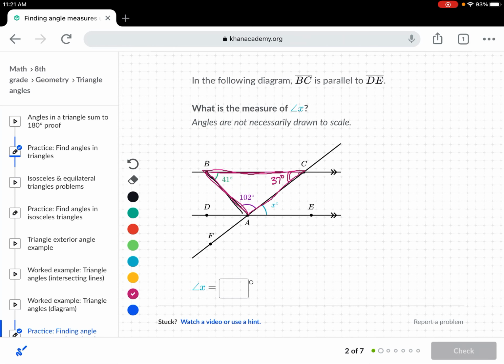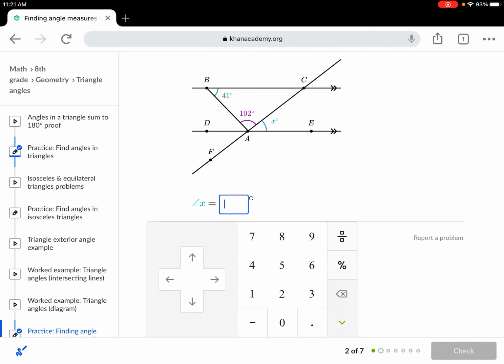So the 37 degree angle and the X are alternate interior angles because these lines are parallel to each other. So this angle and that angle are congruent. So we know that X is going to be 37 degrees.